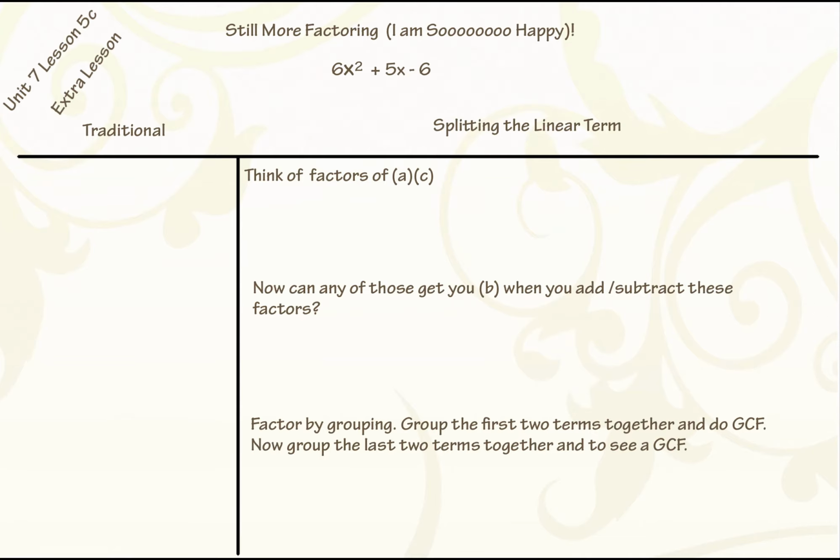First off, think of factors of a and c. Well, if you remember when we do a quadratic formula, ax squared plus bx plus c, a quadratic equation, a is the coefficient of x squared, b is the coefficient of x, and c is the constant at the end. And the linear term means the term in the middle, because in this case, when we look at 5x, it's linear because it's raised to the first power, or one dimension, and one-dimensional means line. So 5x is a linear term, and that's what we're going to be splitting.